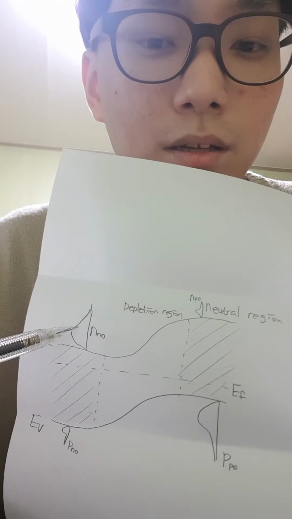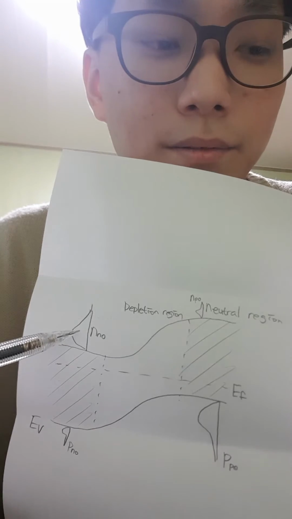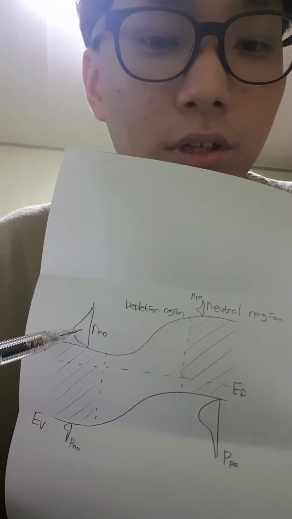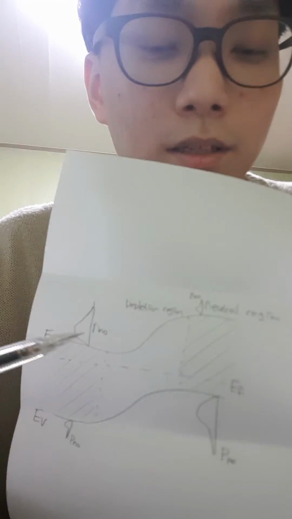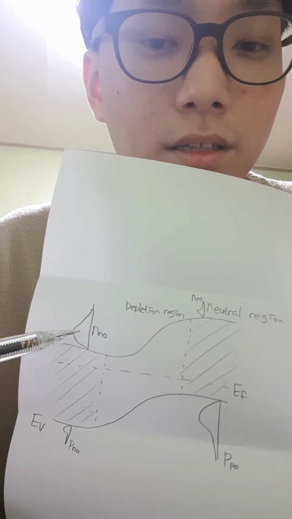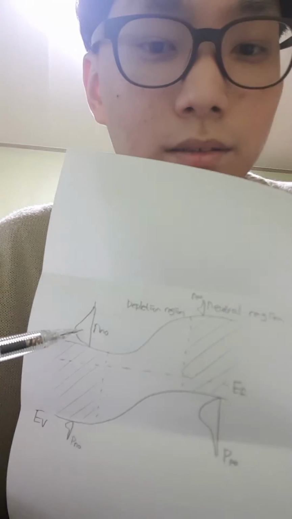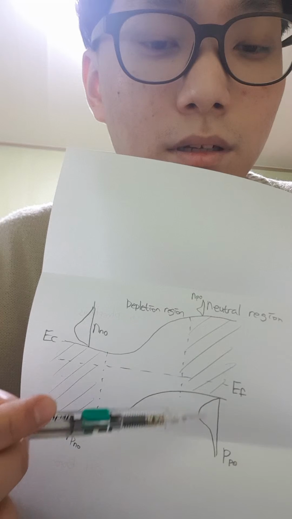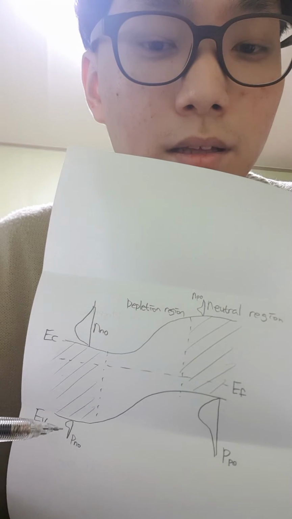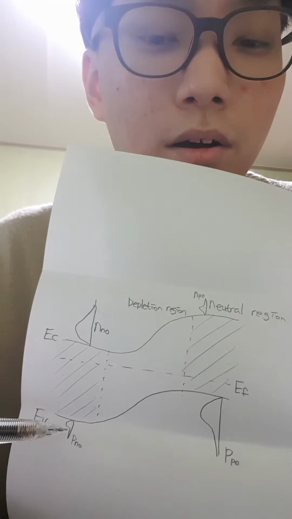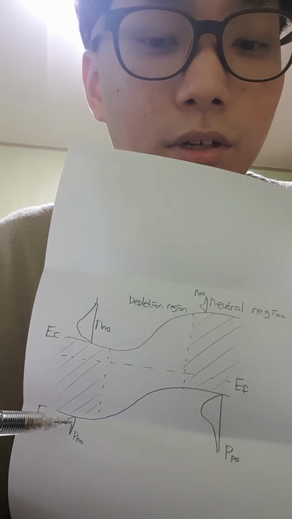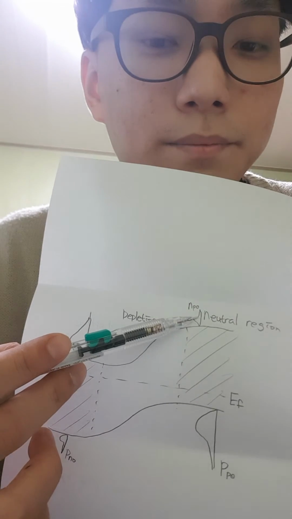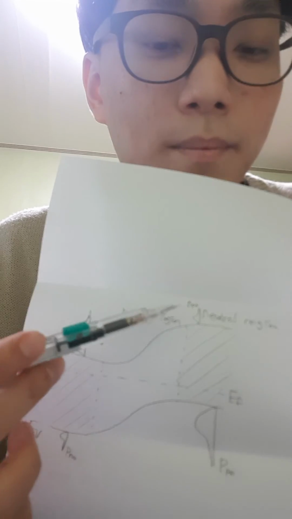This diagram looks like tails, and describes the concentration of donors and acceptors. There are a lot of donors and there are a lot of acceptors. There are a few acceptors and also there are a few donors.